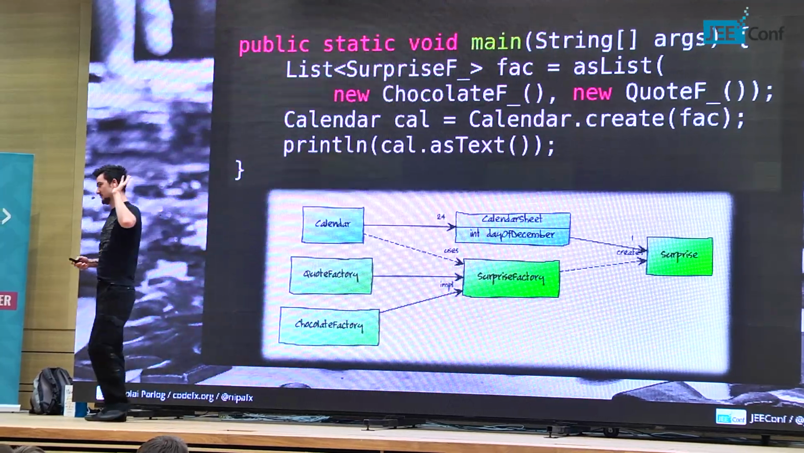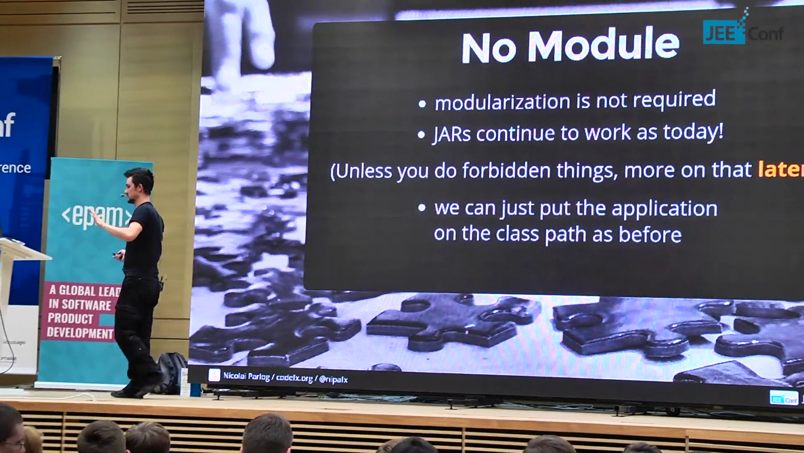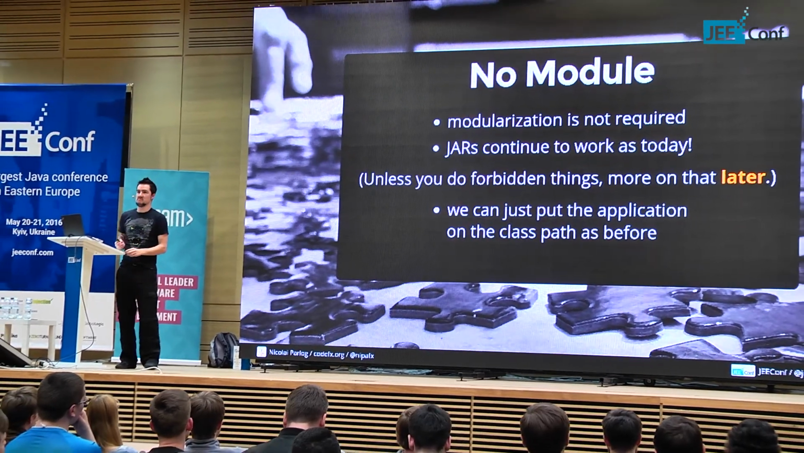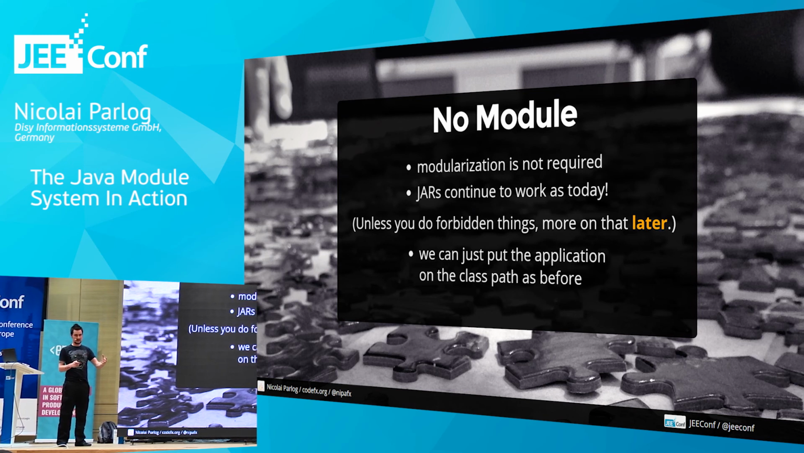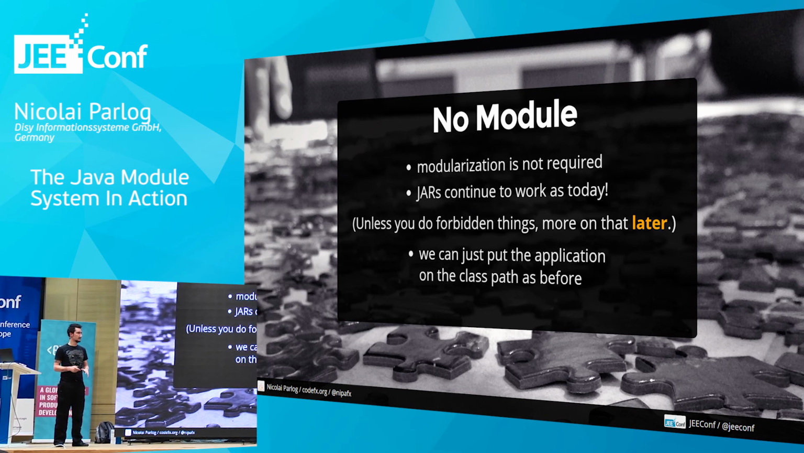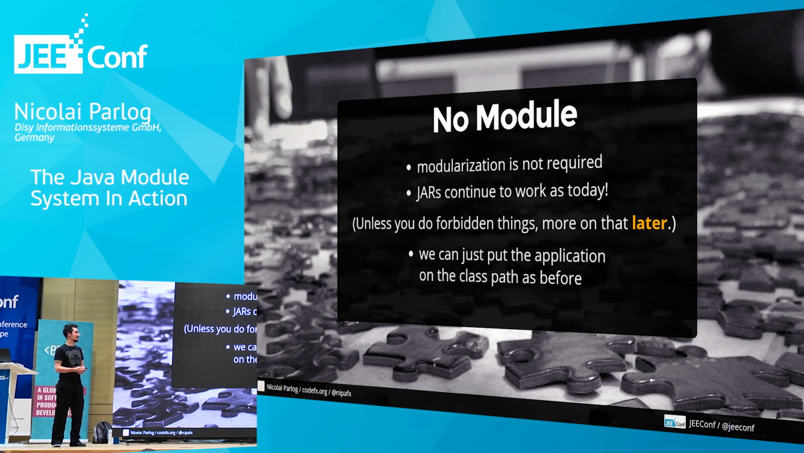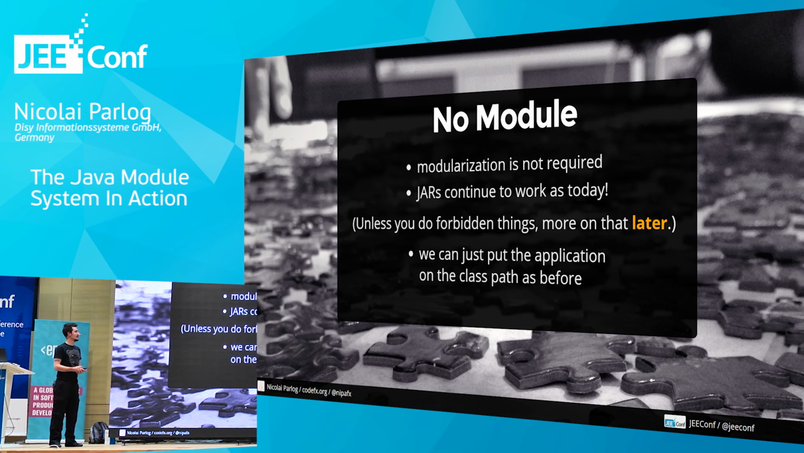And this was before Java 9. And now Java 9 comes out. What are we going to do? The first thing, we don't do anything. This is a valid option. So when you think about modularizing your own application, you don't have to. You can simply go, meh, I don't care. Jars will continue to work as today, unless you do stuff that you shouldn't. We'll see that later. You put the jars on the class path just as before, and everything just works. So this is the easiest way to do this. Also the most boring one.